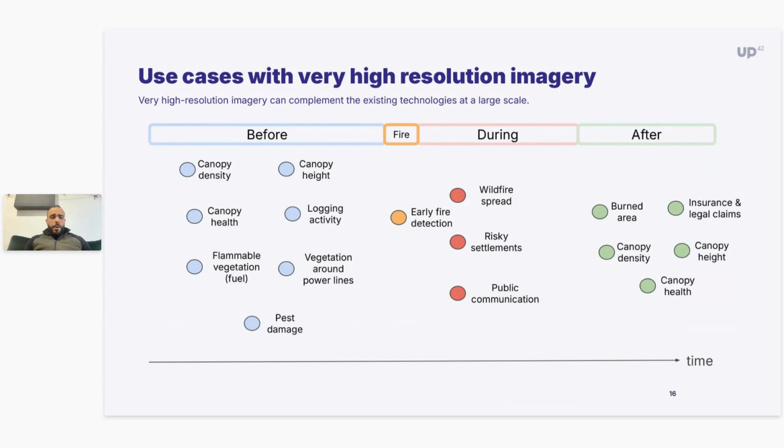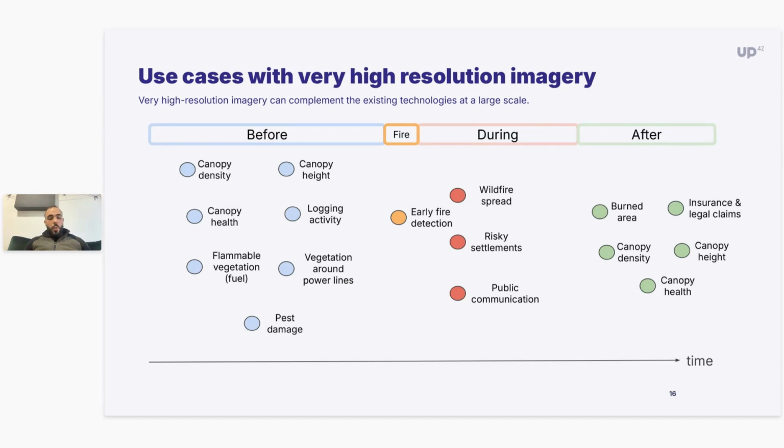Also, early fire detection is usually acquired by geostationary satellites. These are usually high altitude satellites that are not very easy to access. But there are satellites that can even track the fire in the early stages nowadays. And during the wildfire, you can track the wildfire spread, and you can see if it goes towards very risky settlements, and you can track that.